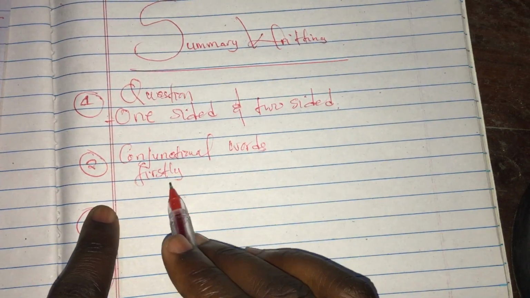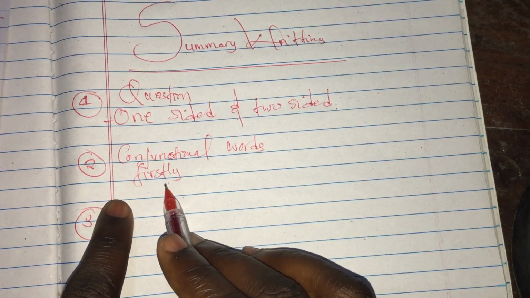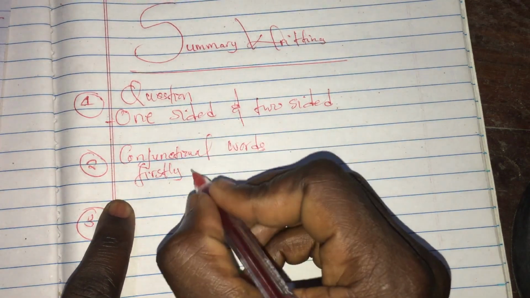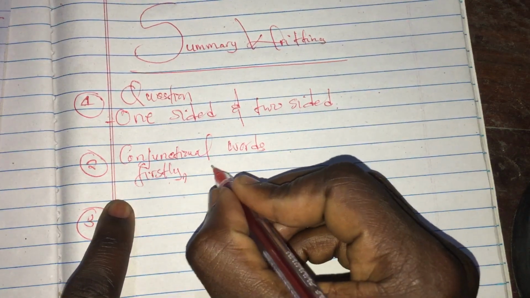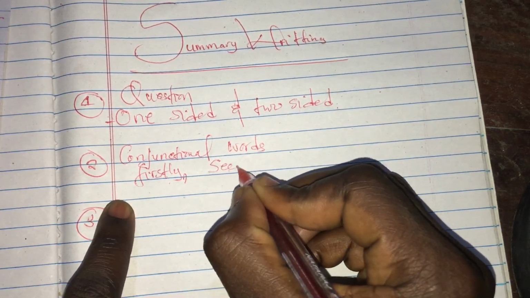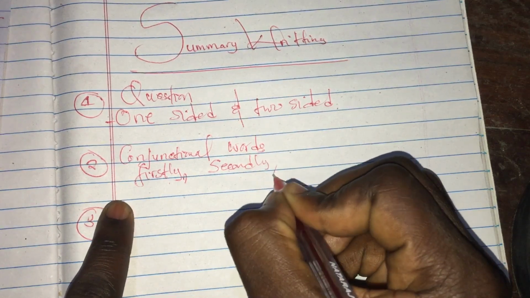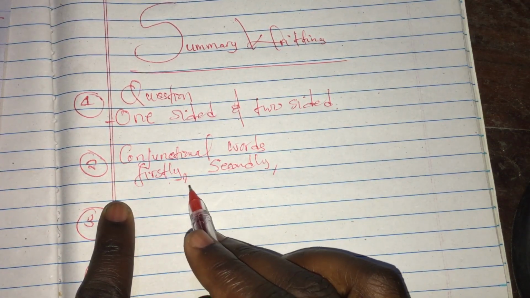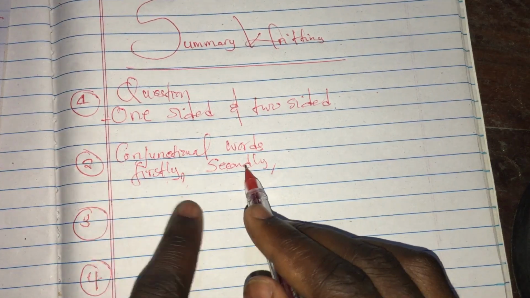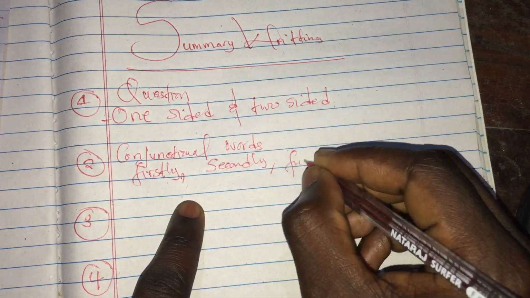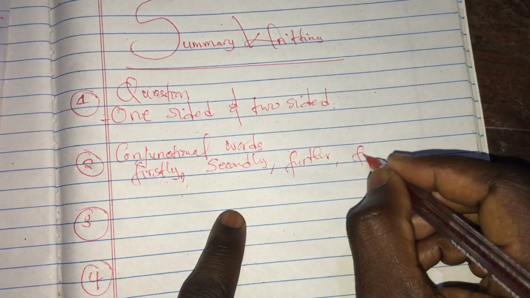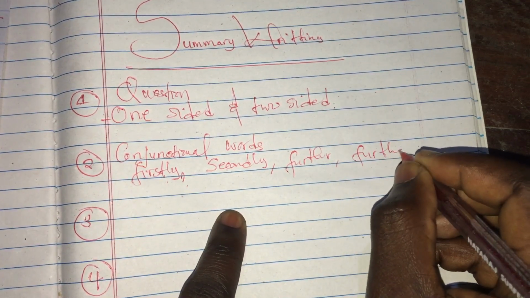I've seen. So upon just writing the conjunctional word, the punctuation which must follow, what is it? It's a comma. So firstly, comma. Then if you want to give out the second point, you can say secondly, comma. So after just mentioning the conjunctional word, what must follow? It's a comma. So firstly, secondly, you can say further, furthermore. So these are conjunction words.